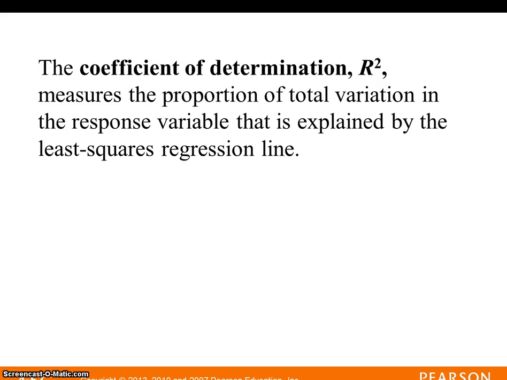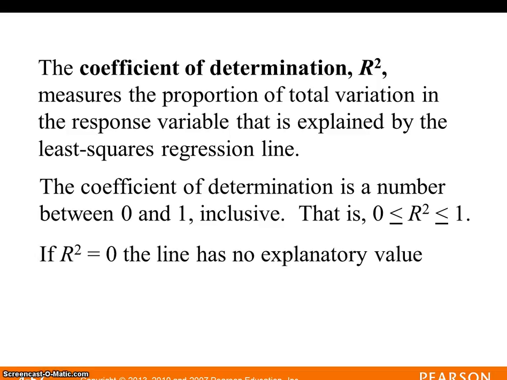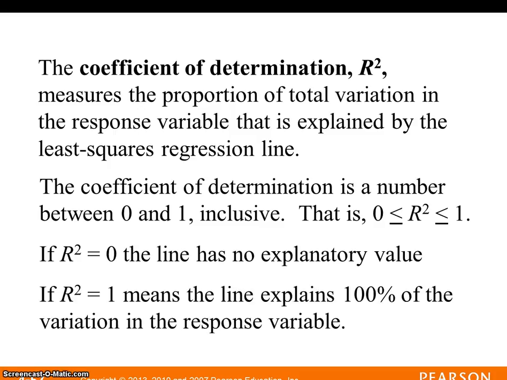The coefficient of determination, or R squared, is basically just the correlation coefficient r that you calculated in 4.1, squared. It measures the proportion of the total variation in the response variable that is explained by the least squares regression line. The coefficient of determination is between 0 and 1, because remember, r was between -1 and 1, so if you square it, it should be between 0 and 1. If R squared is equal to 0, the line has no explanatory value. And if R squared equals 1, the line explains 100% of the variation in the response variable.